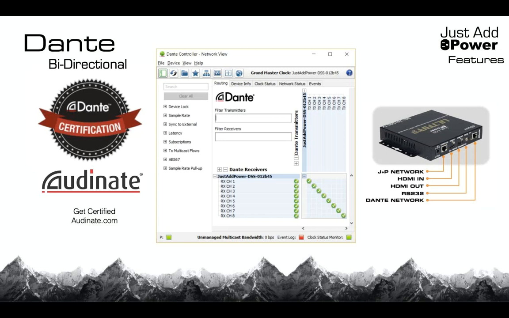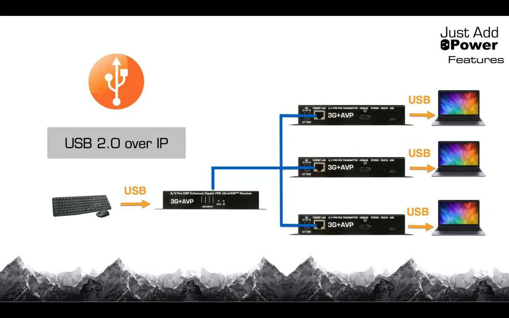By the same token, I can bring in a Dante signal from a Dante source device, like a mixing board or something of that nature, and overlay that on the Just Add Power network. So now I can be watching the video from the cable box and listening to a different audio source overlaid on top of that, and that's done on the fly. It's a bidirectional Dante port that can be switched as necessary. Pretty cool stuff. We can also handle USB through the network if we want to send things for KVM switches and wireless keyboard and mice, things of that nature.